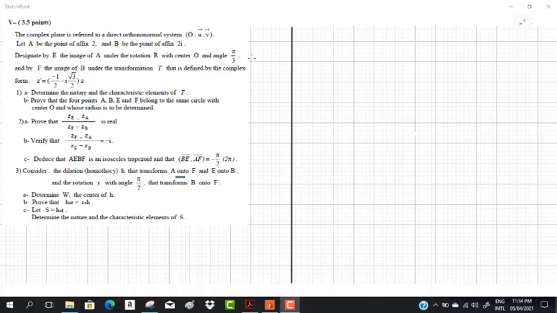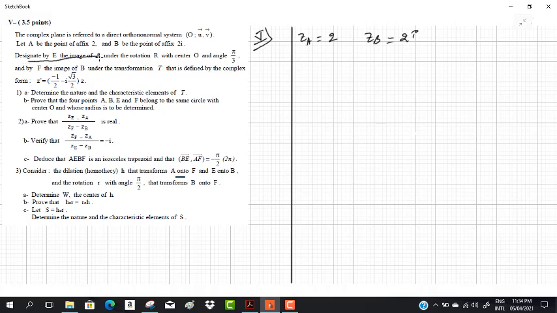Hello everyone, let's solve exercise number 5 from the 2005 session; we had this as an assignment before. Exercise number 5: the complex plane is referred to an orthonormal direct system (O; U, V). We have ZA equal to 2, ZB equal to 2i.